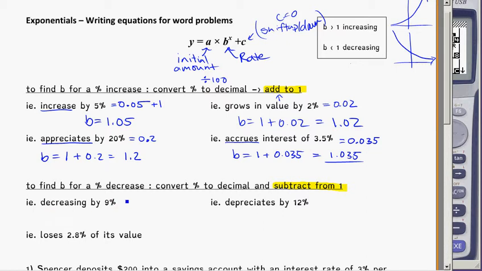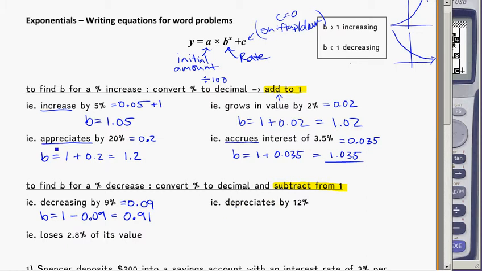So decreasing by 9%, again, convert that to a decimal, 0.09. And b is going to be equal to 1 minus 0.09. So in this case, it's going to be equal to 0.91. That's the number you would use for b.